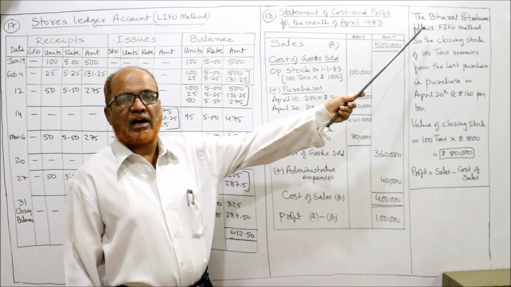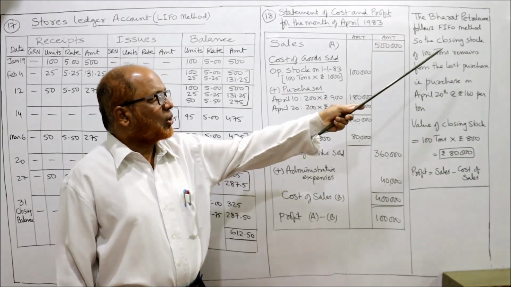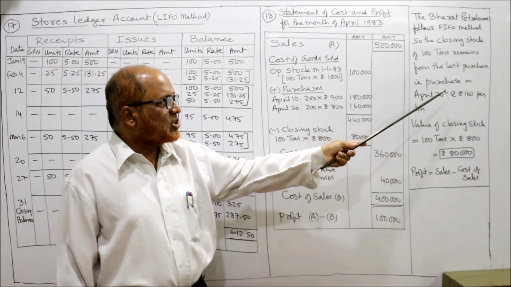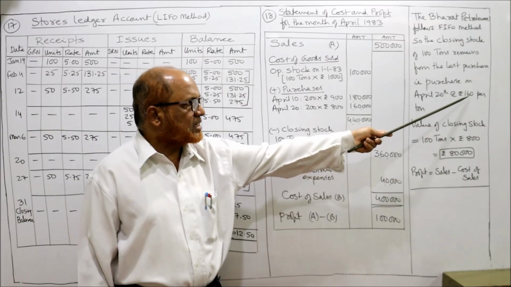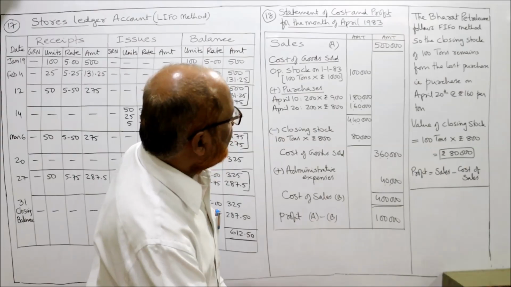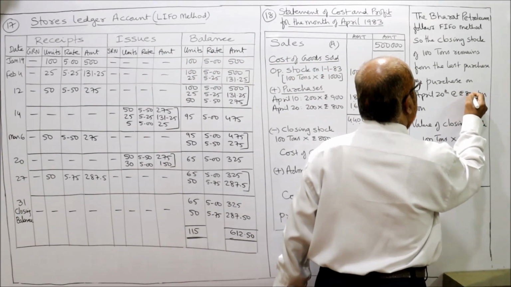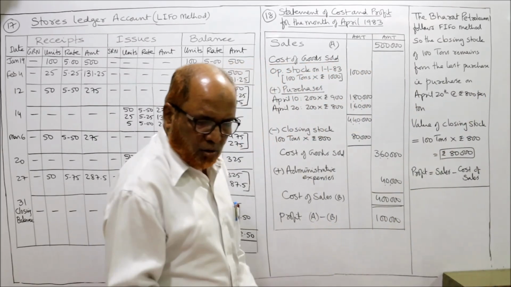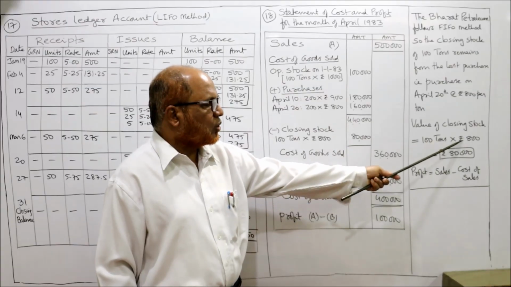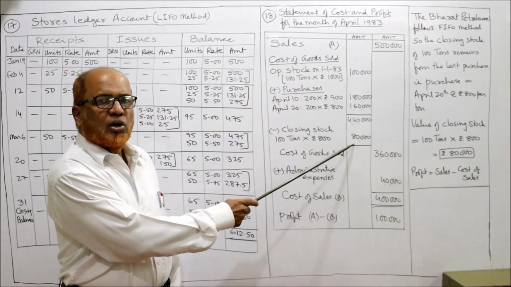Here in working note I have given the explanation. The Bharat Petroleum follows FIFO method. So the closing stock of 100 tons remains from the last purchase. That is purchase on April 20th at the rate of 800 rupees per ton. So value of closing stock is 100 tons into rupees 800 is 80,000. So 80,000 is the value of the closing stock.